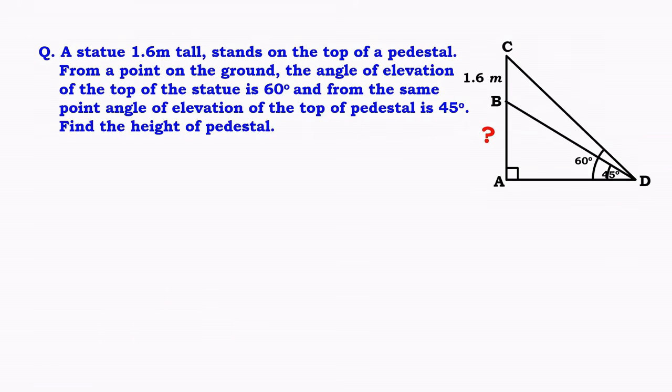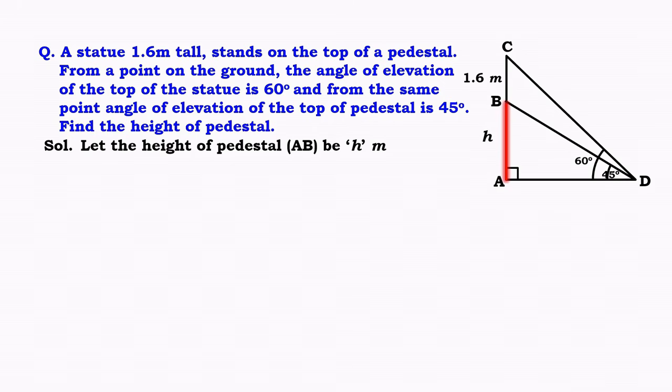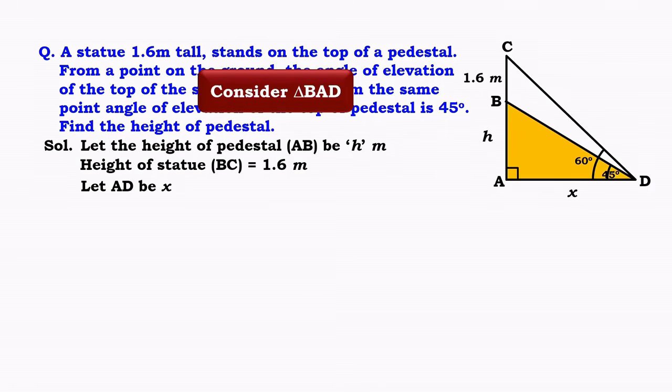Now let us solve the problem step by step using the figure. Let the height of the pedestal, represented by AB, be h meters. The height of the statue is given as 1.6 meters. Therefore, the total height from A to C is h plus 1.6 meters.